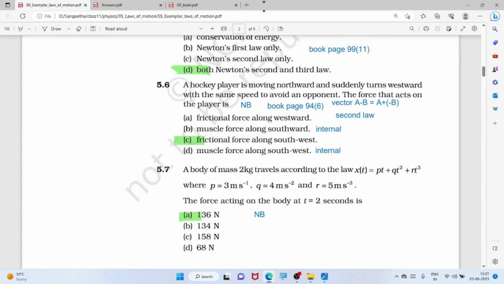Hockey players moving to the north suddenly turn westwards with the same speed to avoid the obstruction. So, as I already mentioned, you see the subtraction in vectors: A minus B equal to A plus minus B. Okay, 5.6.